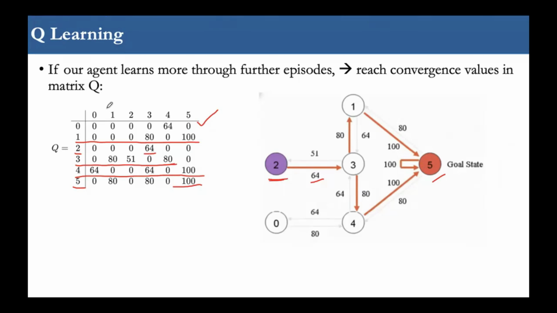So, you can convert a Q matrix to the graph by selecting the highest value in the Q matrix. This is how the Q learning works.